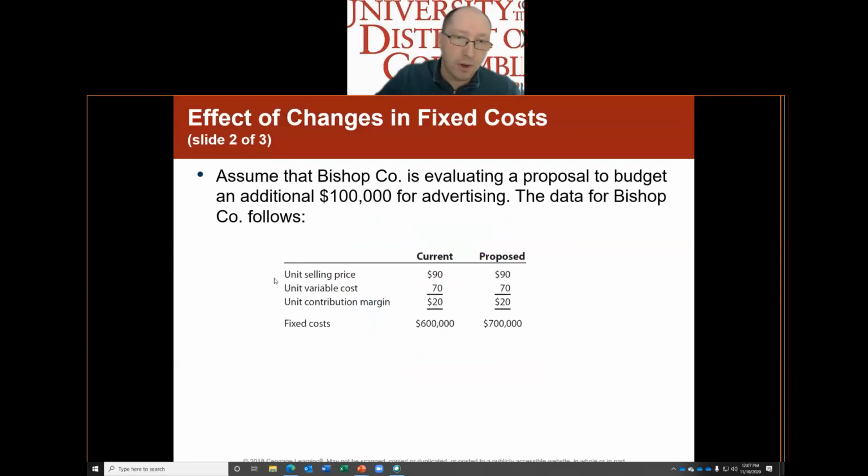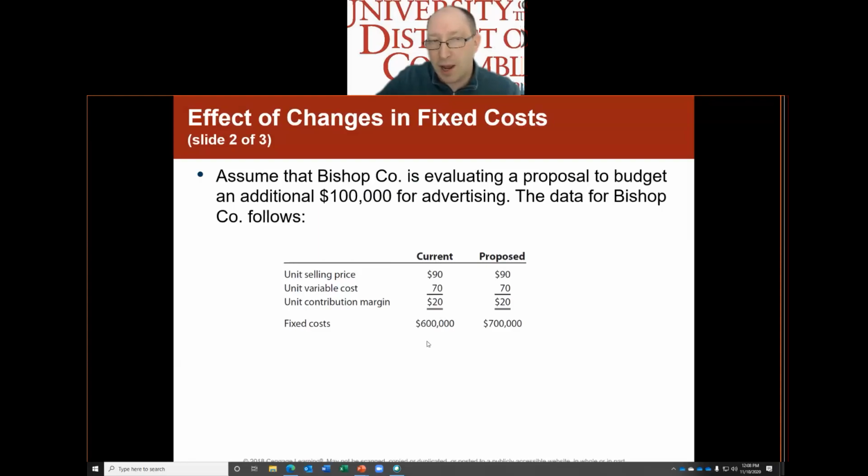So let's assume I have a change in advertising. Our advertising price went up. So here's the assumption. Our current selling price is $90. Our variable cost is $70. Our contribution margin is $20. My fixed costs are currently at $600,000.